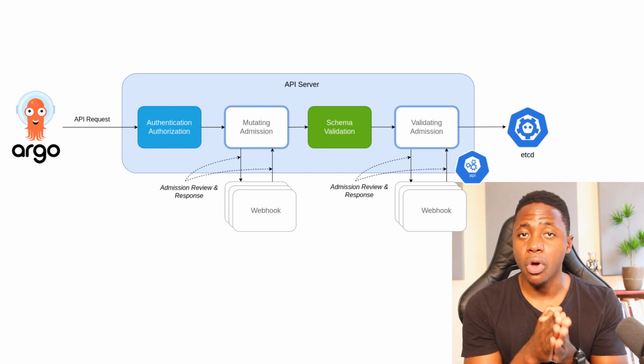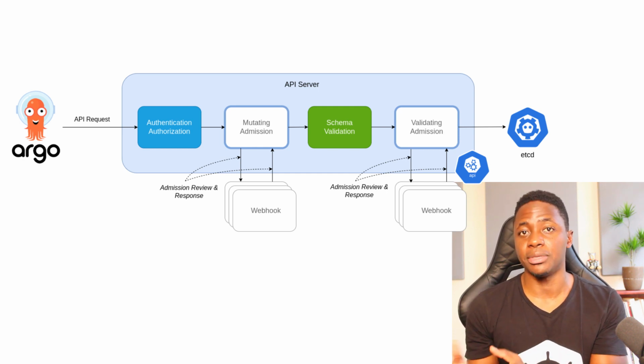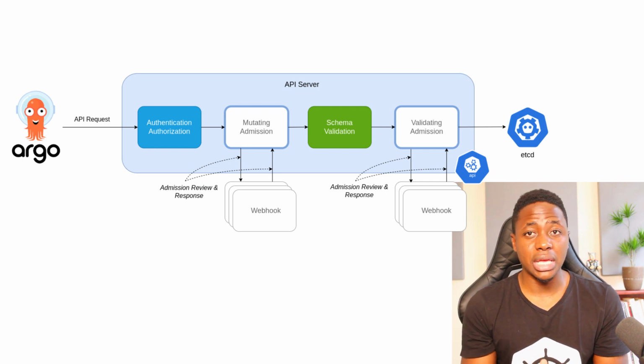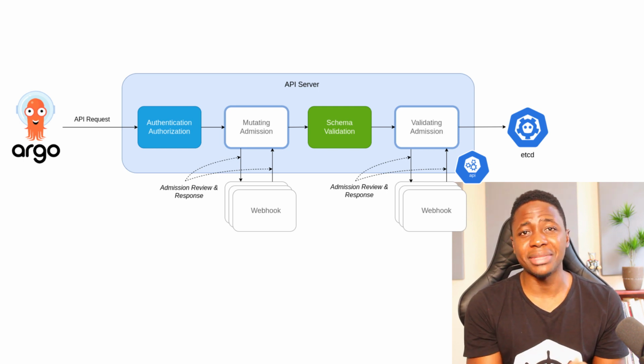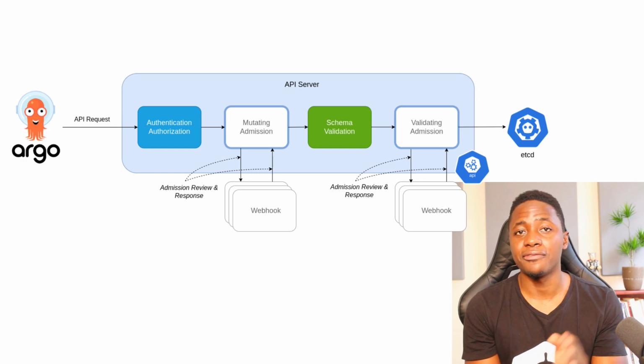Understanding the order of these two is also very important. Mutating admission controllers always run before validating admission controllers. And the reason is you don't want to validate something that you're going to be modifying. So first comes modification and then validation.